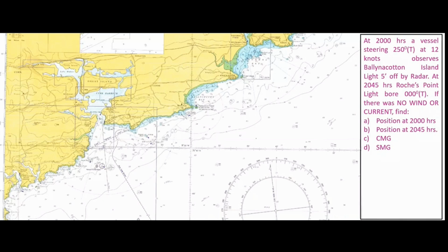So first we identify the landmarks. Here is the Ballina-Cotton Island light. This one is the Roche's Point line. With Ballina-Cotton Island as center and radius of 5 miles, that's the radar range. We draw the circle with C1 as the center, and this is the circle for 2000 hours.